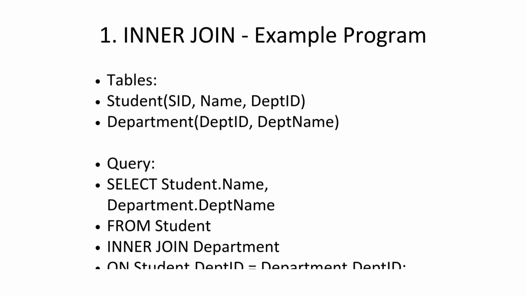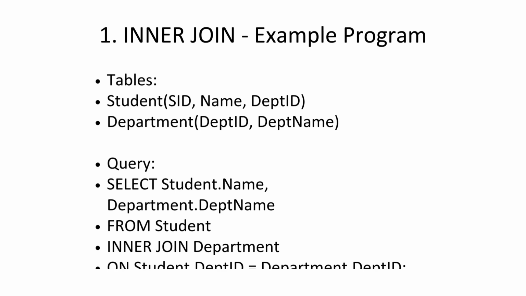Inner join example program. Here is a real example. We have two tables, student (SID, name, department ID) and department (department ID, department name). We want to list student names and their department names.